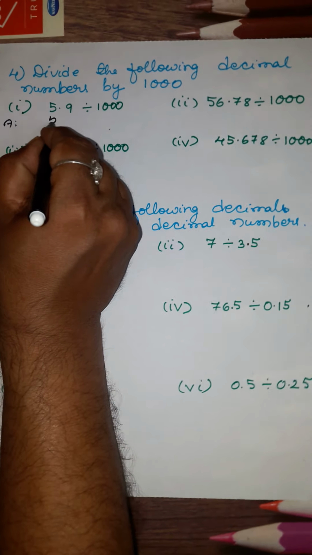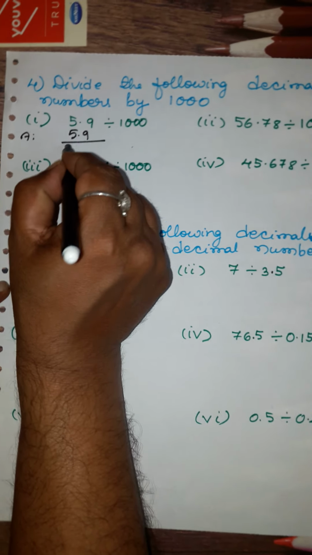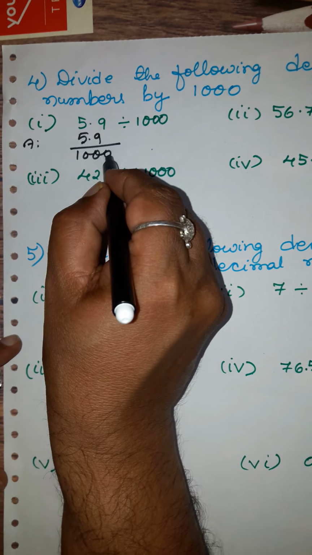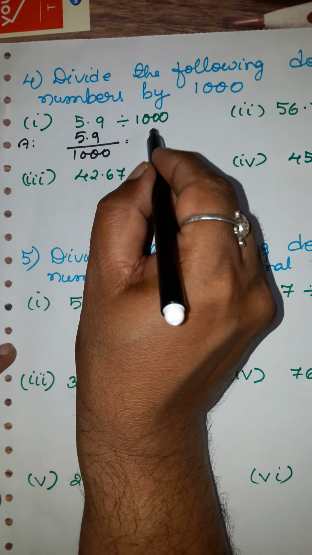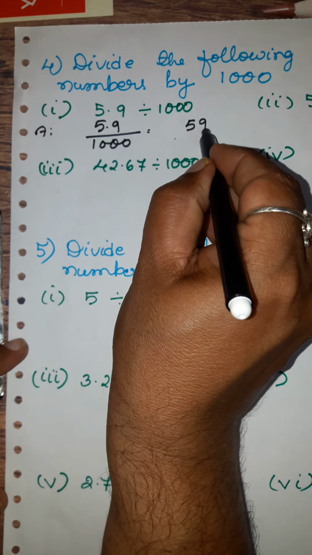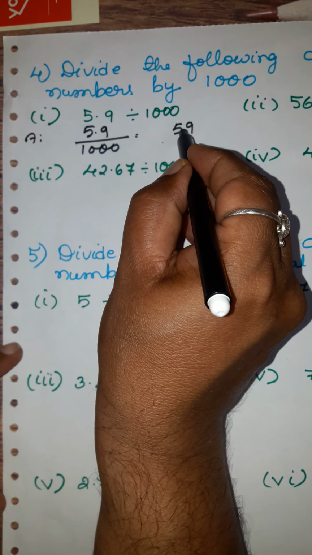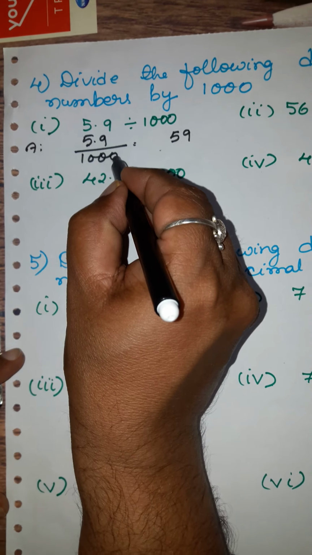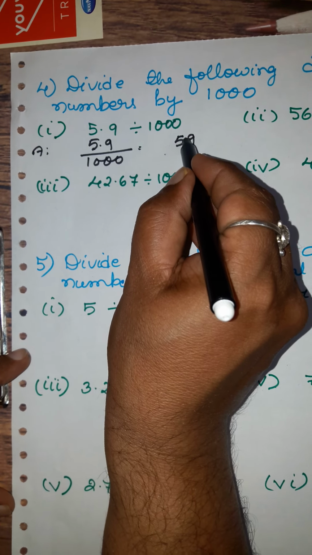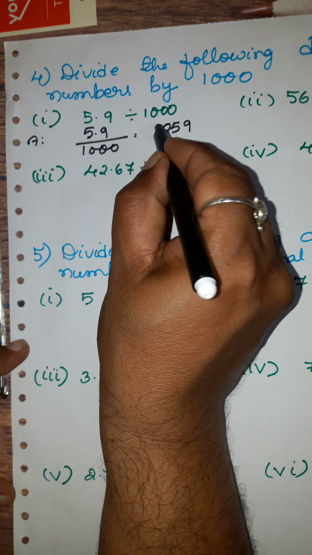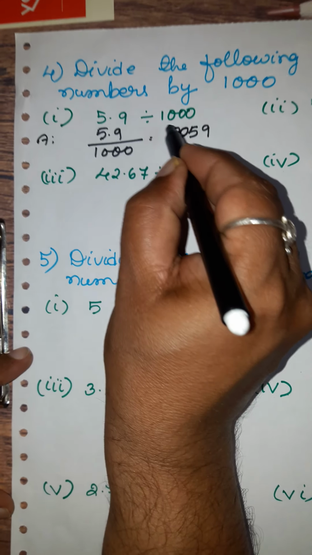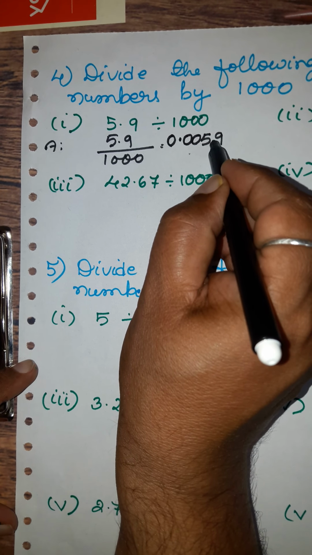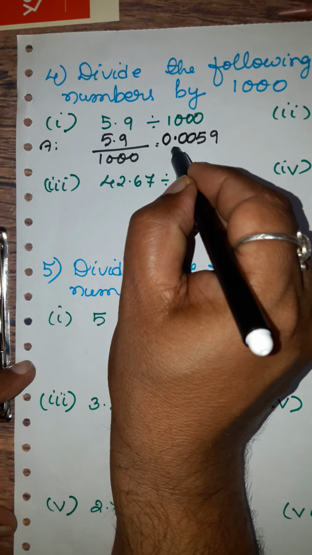In the first problem you write 5.9 divided by 1000. So in the denominator you have 3 places or 3 zeros. So you write 59. So already decimal was there. We have to move 3 places from right to left. 1, 2, 3. So 1 we have moved, 2, 3, put decimal point, then 0, 0.0059. So I have moved decimal point from right to left by 3 places.